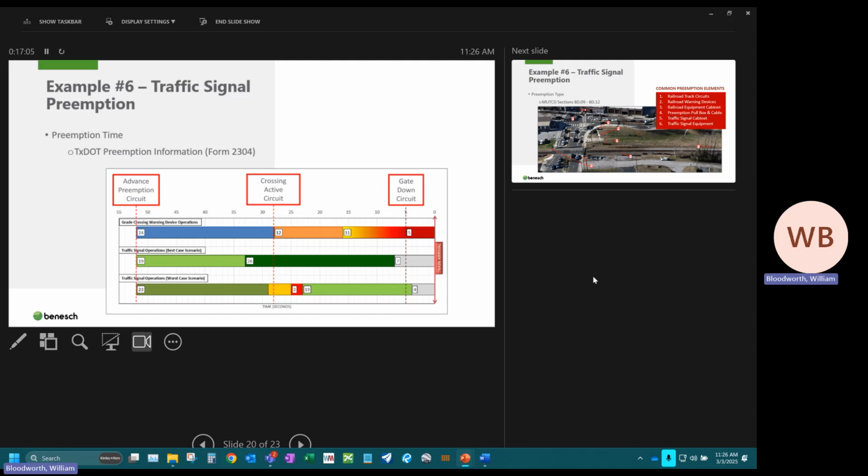You'll hear it talked about different ways, but the Texas Department of Transportation has a lot of good information on preemption, specifically Form 2304. It's a nationally used resource for making those calculations so that when you're having discussions and when you're evaluating your traffic signal, you can guarantee and just kind of have a good idea that your traffic signal phasing is respecting how much time you have.